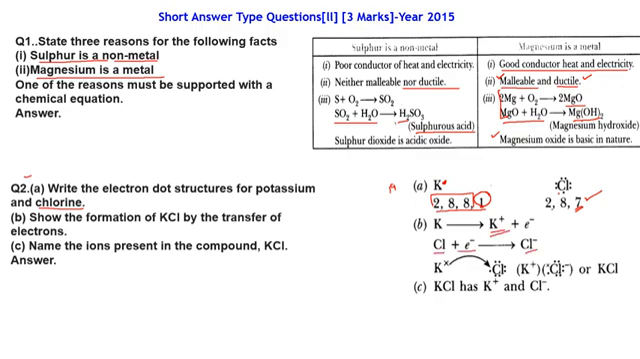And here a new compound is formed, that is potassium chloride. So I have shown the formation of KCl by the transfer of electrons. Because there is a transfer of electrons, a give and take relationship, the bond formed over here is an ionic bond, right? Ions you have to name. So potassium ion, this is a cation, and chlorine, this is an anion.